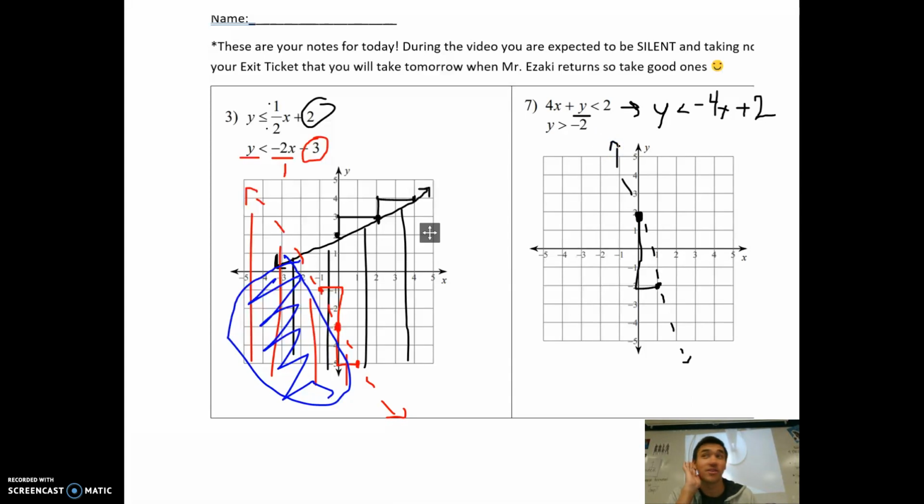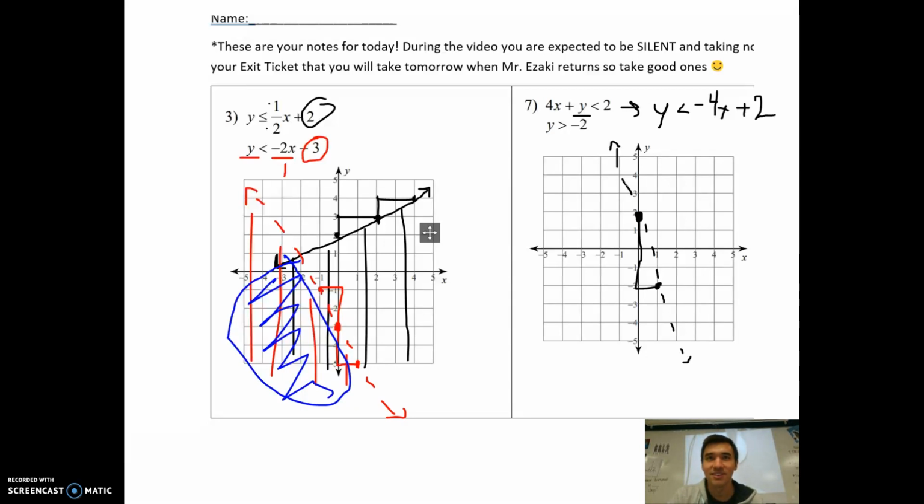No, we're not, Jonathan. It is y is less than. So what do we need to do? We need to shade below. Because y is less than, we're going to less y values. Okay, now don't get scared, y'all. This is a steep line, but we like it steep.